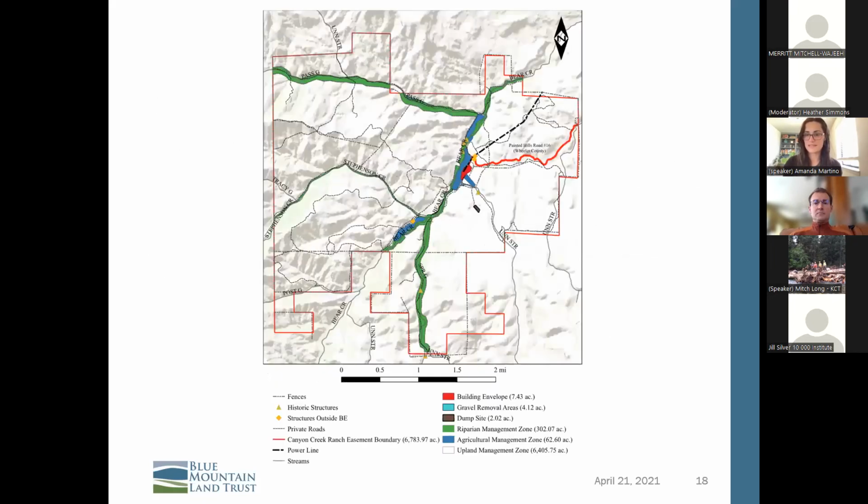Next slide, please. So here's an example of a baseline map that we have in one of our projects. You can see we have fences, structures, roads, management zones, et cetera, all mapped out on a property so that it's kind of that big snapshot in time of where were things when we protected this property.